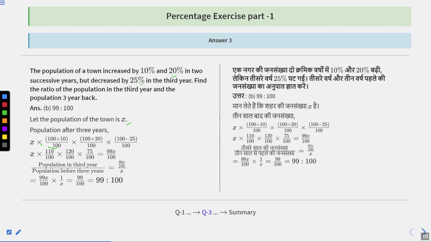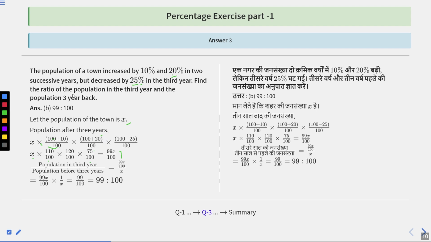But in the last year, that is the third year, there was a decline of 25%. So 100 minus 25 upon 100. So it is going to become x into 110 upon 100 into 120 upon 100 into 75 upon 100. After simplifying, we are going to get 99x upon 100 as the population after 3 years.